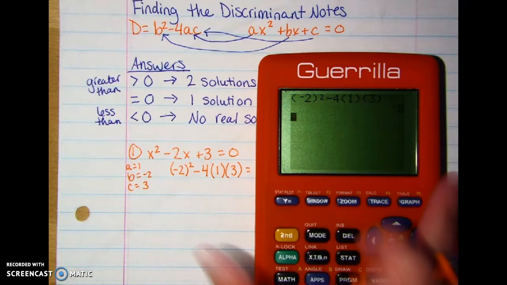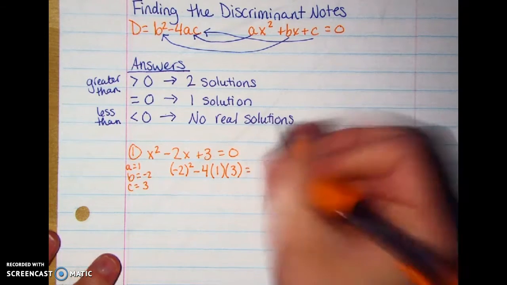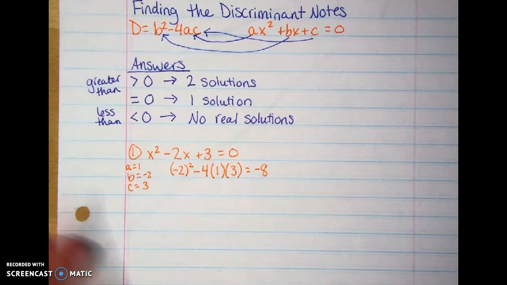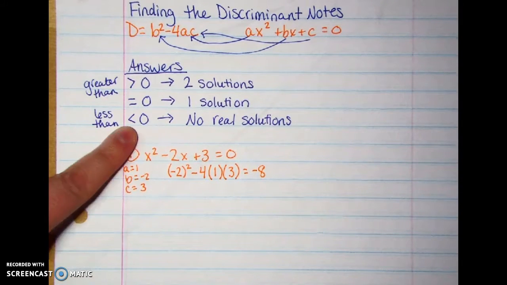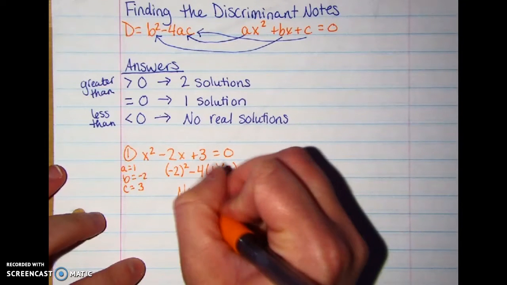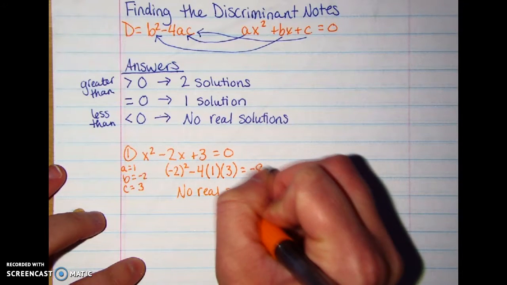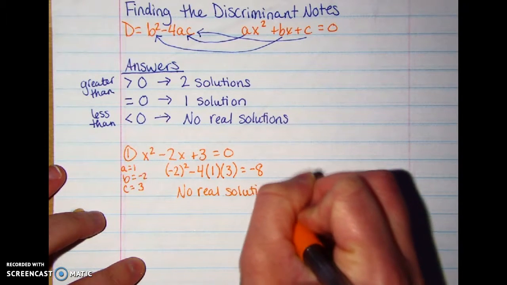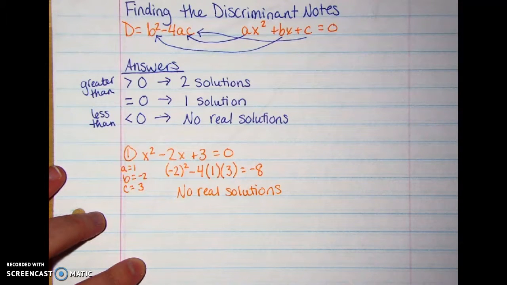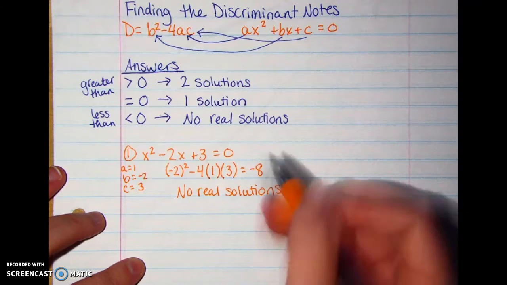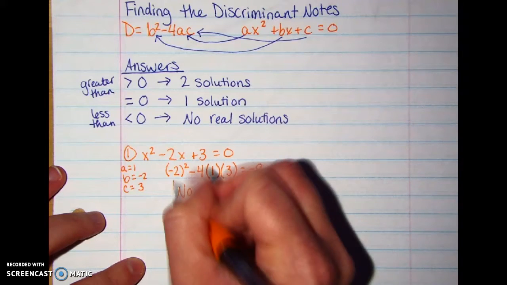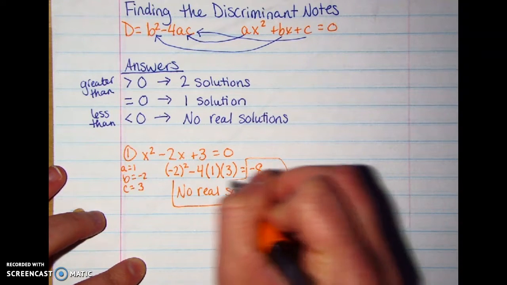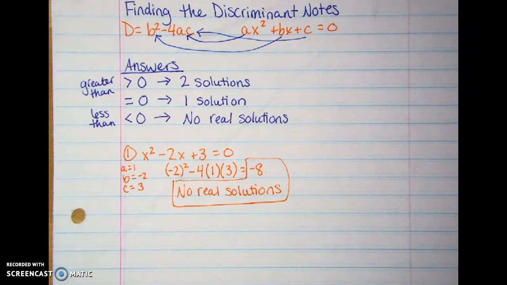Okay, I got negative 8. Hopefully you did too. So this is negative 8. According to this, my answer is less than 0, so that means there are no real solutions. On your quiz or test, I would want this number and this, so you can go ahead and circle both of them if you want to. Okay, let's look at another one.